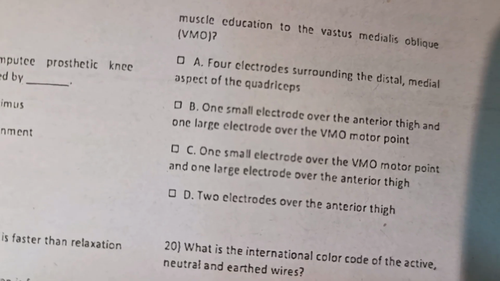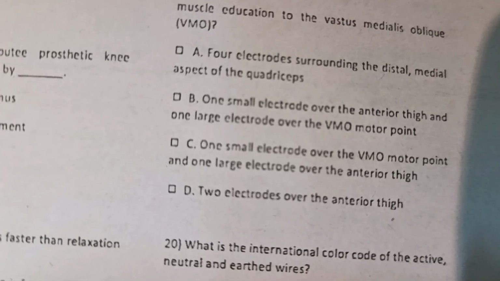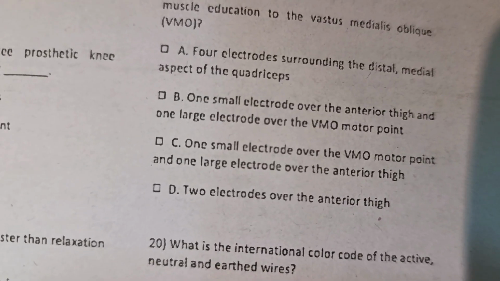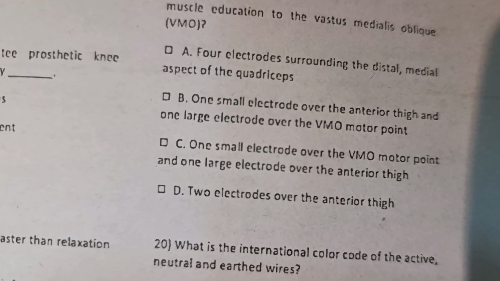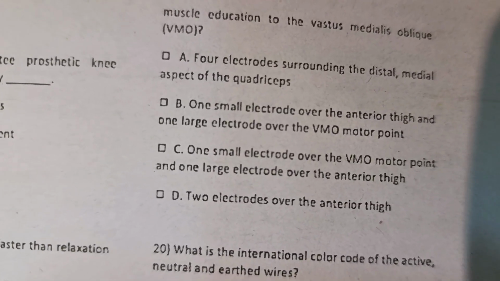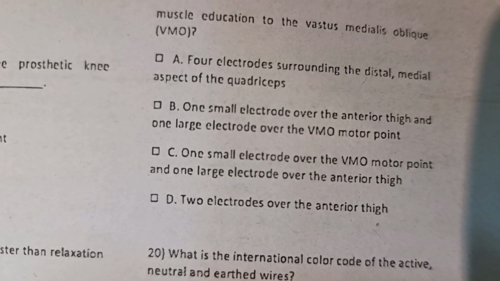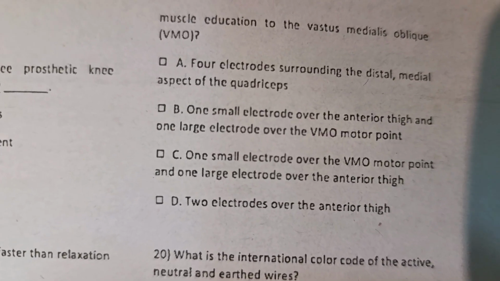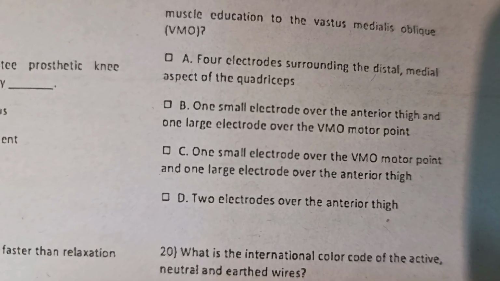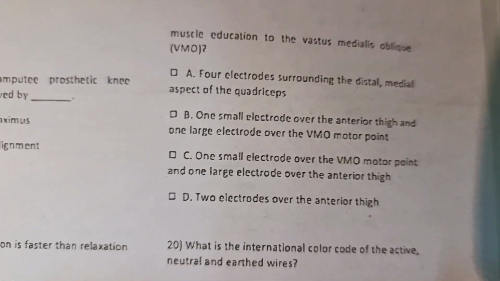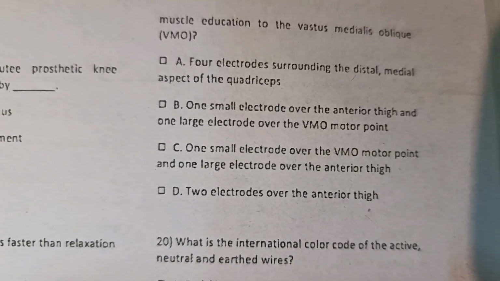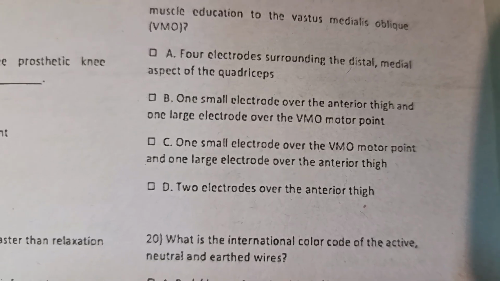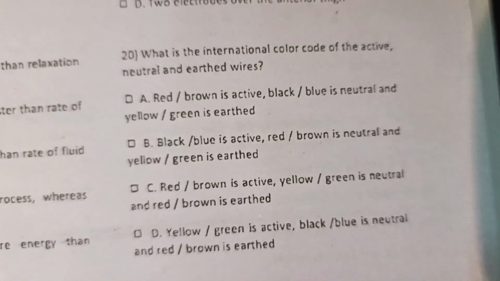Option A, 4 electrodes surrounding the distal medial aspect of the quadriceps. Option B is 1 small electrode over the anterior thigh and 1 large electrode over the VMO motor point. Option C is 1 small electrode over the VMO motor point and 1 large electrode over the anterior thigh. And option D is 2 electrodes over the anterior thigh. And the right answer is option C, 1 small electrode over the VMO motor point and 1 large electrode over the anterior thigh.